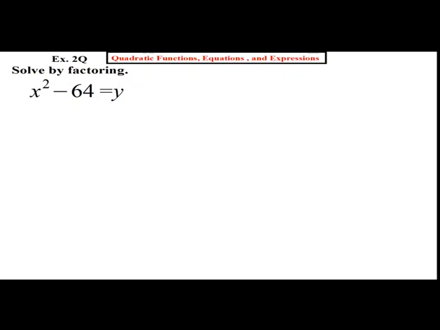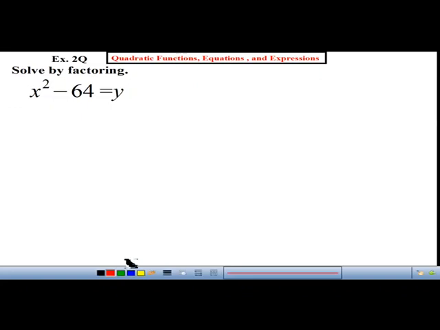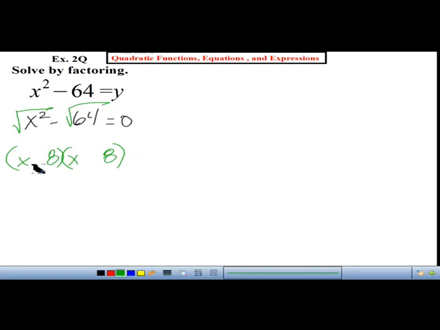All right, let's see how we did. So first thing we do, guys, set y equal to what? 0. We got x squared minus 64. We're solving by factoring. What kind of polynomial is this? It's a difference of squares. Let's check and see if it's true. Square root of x squared is x and x. Square root of 64 is 8 and 8. If it's a subtraction here, it's a difference. So that means this is plus, minus. All that equal to 0.